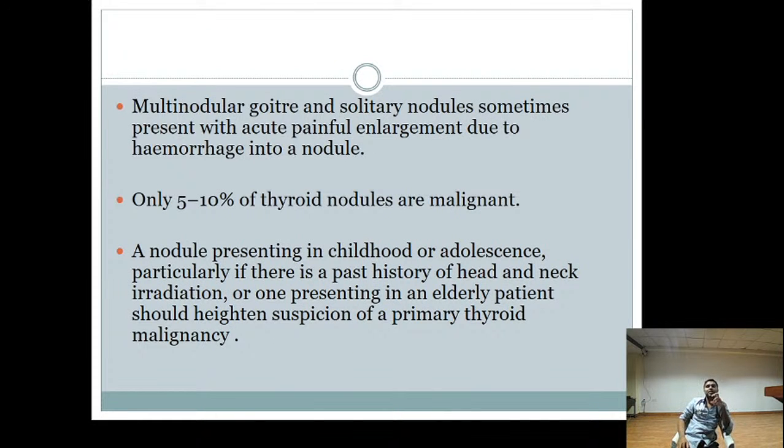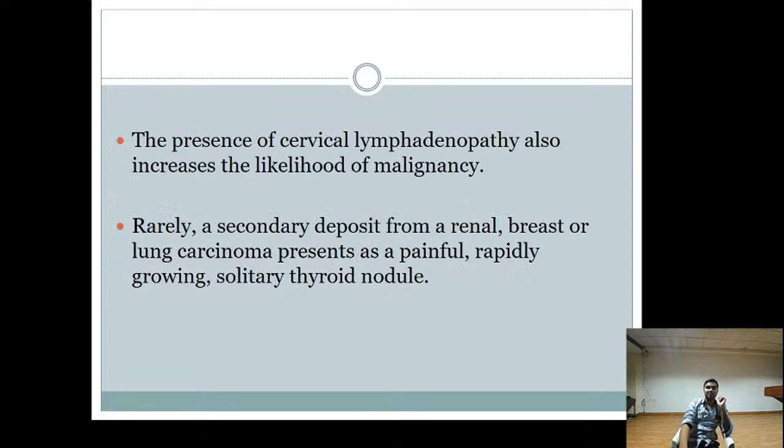Multinodular goiter and solitary nodule sometimes present with acute painful enlargement due to hemorrhage into nodule. Only 5 to 10% of thyroid nodules are malignant. A nodule presenting in childhood or adolescence with past history of head and neck irradiation, or presenting in elderly patient, should heighten the suspicion of primary thyroid malignancy.